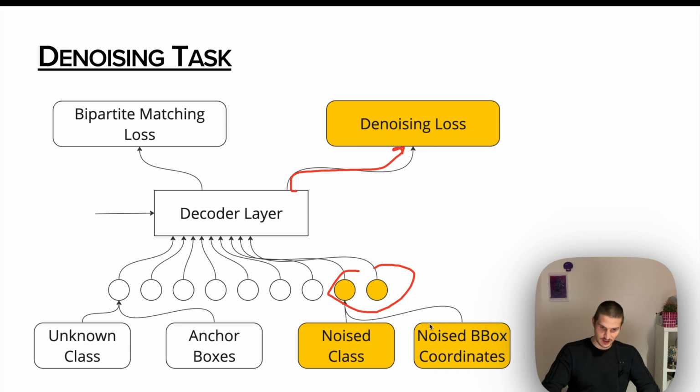And so these denoising queries, instead of anchor box priors, they will have the actual ground truth bounding boxes as the spatial input, with some added noise to make it challenging for the model. And instead of unknown class embedding, they will have the real class embedding from the real class of the ground truth object, but it will also have some noise in it.